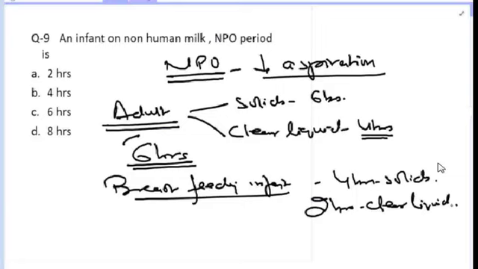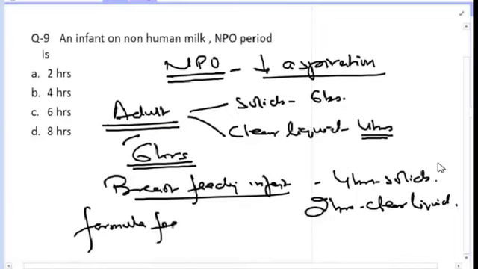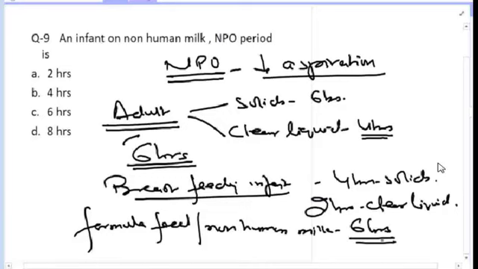Now, if the infant is on formula feed or non-human milk, then the minimum nil per oral period will be 6 hours.